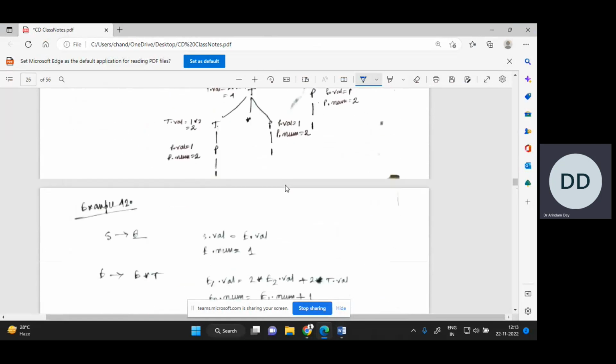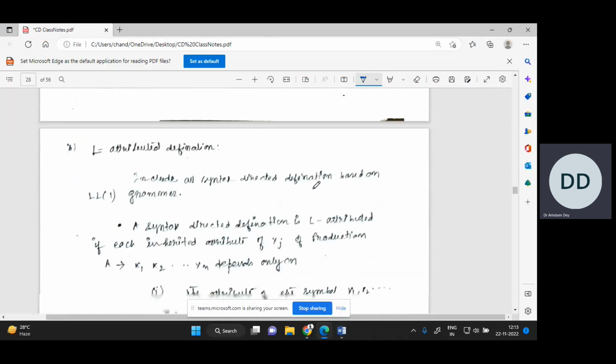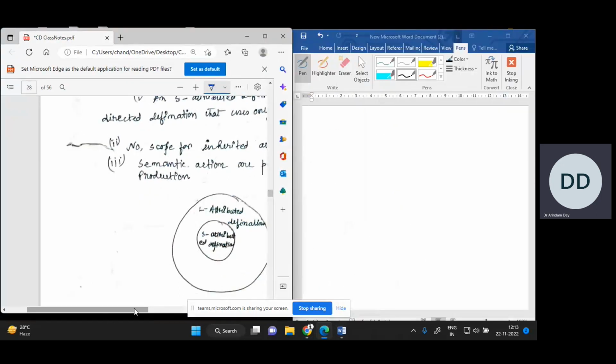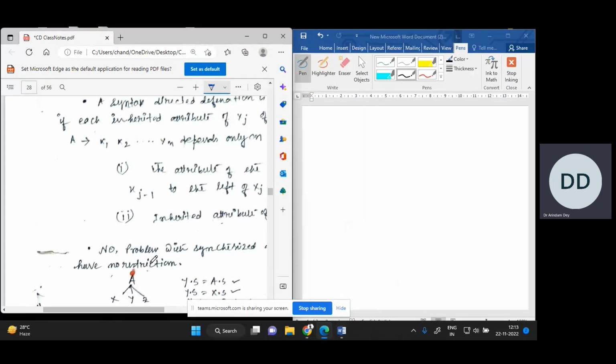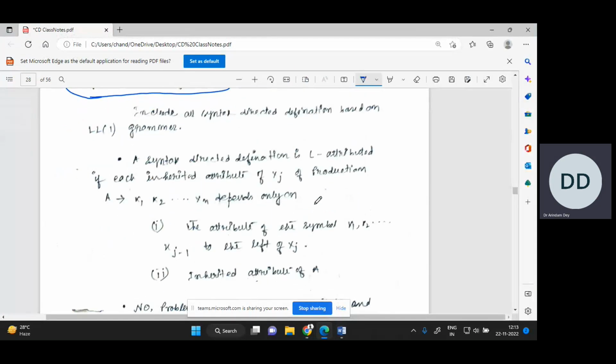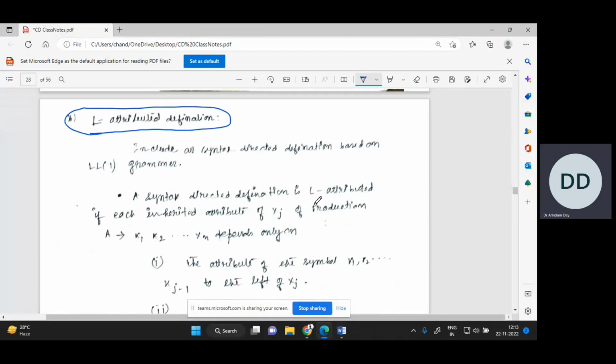Now, let us move to the L attributed definition first, then we will be moving to the syntax directed definition. You can see that here is a diagram, and I have already provided some notes on the definition of L attributed. You can go through it: it includes all syntax directed definitions based on LL1 grammar. If you want to remember it, then it is fine. If you don't want to remember it, then also it is fine.